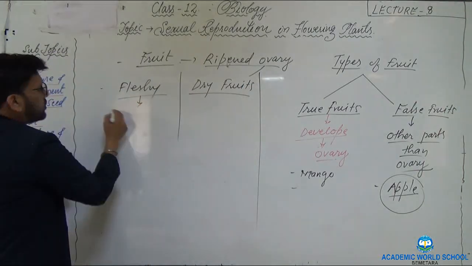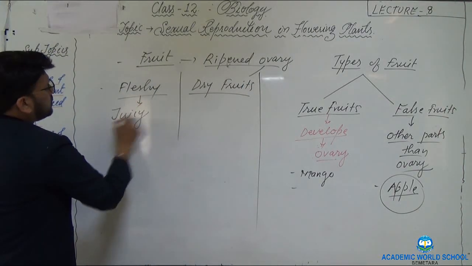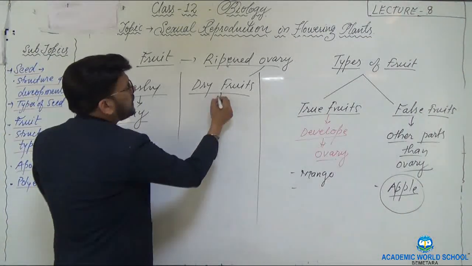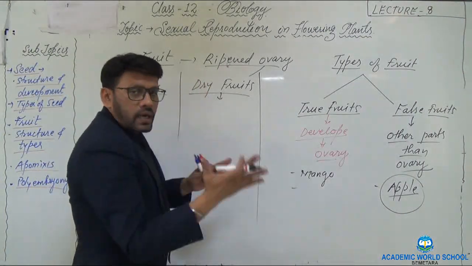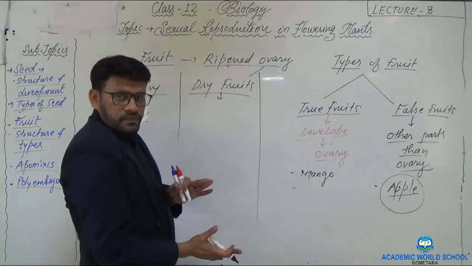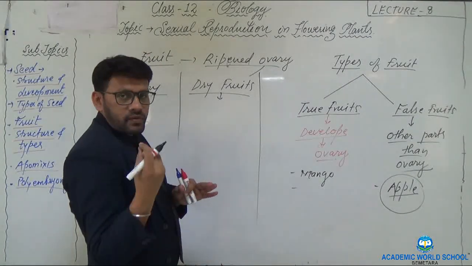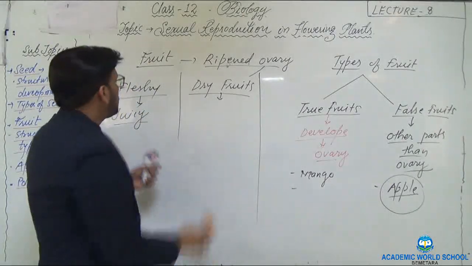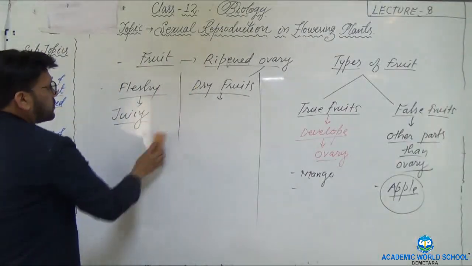So fleshy fruits means they are the juicy fruits. They contain the juices. Dry fruits means where the water content is reduced, so they are called the dry fruits. Yes, you used to have the dry fruits at home. So these are the fleshy and dry fruits.